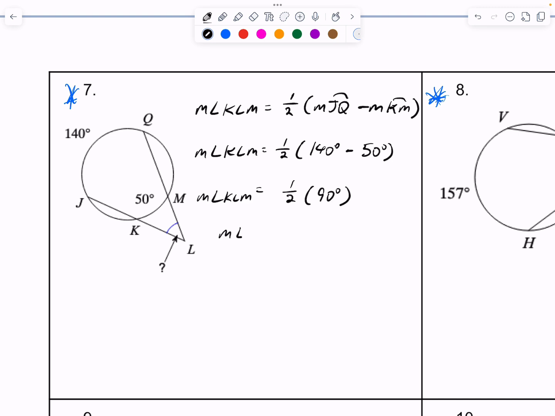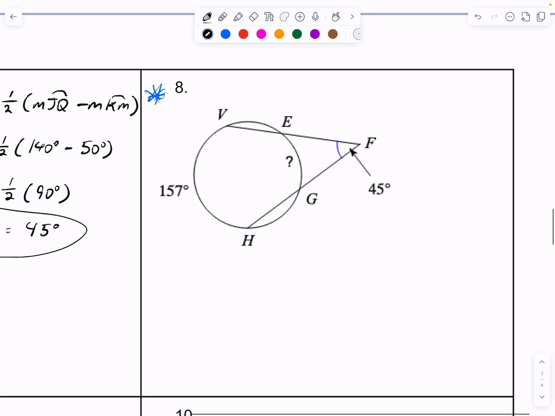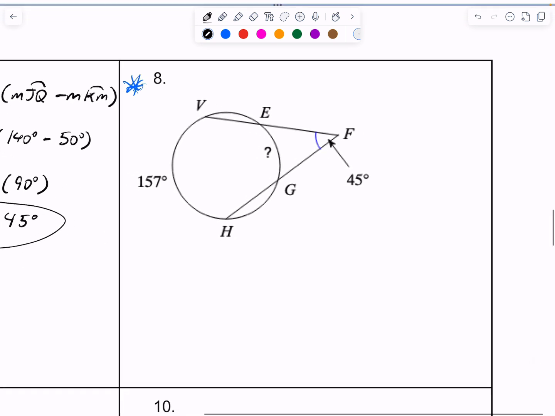So the measure of angle KLM is half of 90 degrees, which is 45 degrees. Again, that's the most straightforward way, where you're given both arcs and you're finding that angle that's outside the circle. Let's look at 8. Now, number 8 gives us that 45 degrees. Again, it's not always going to be 45, but in this case it is.